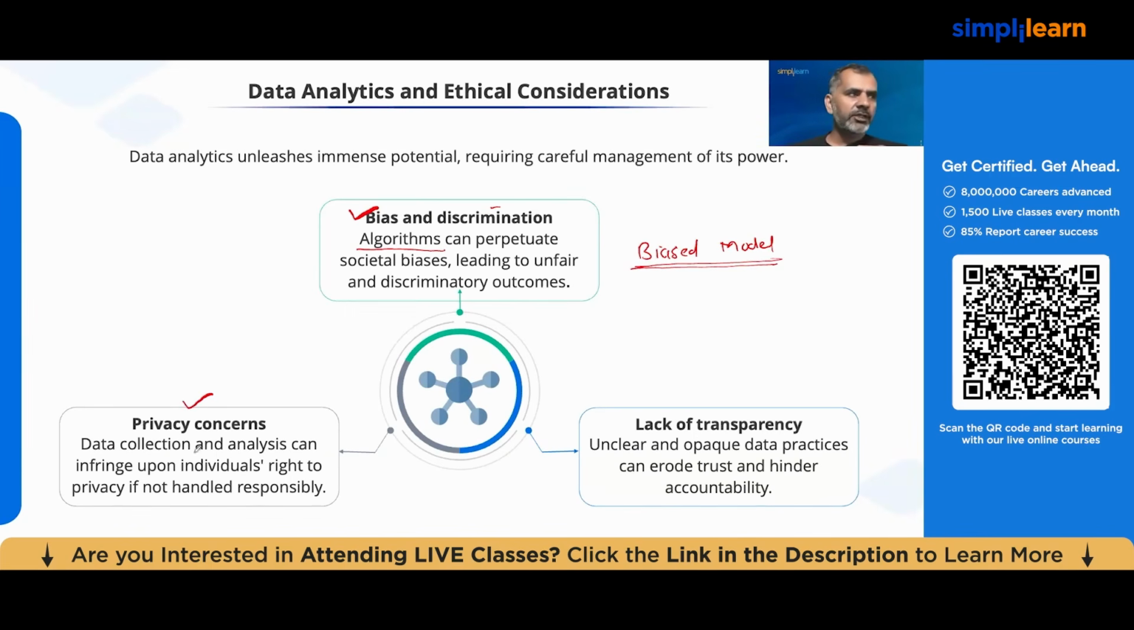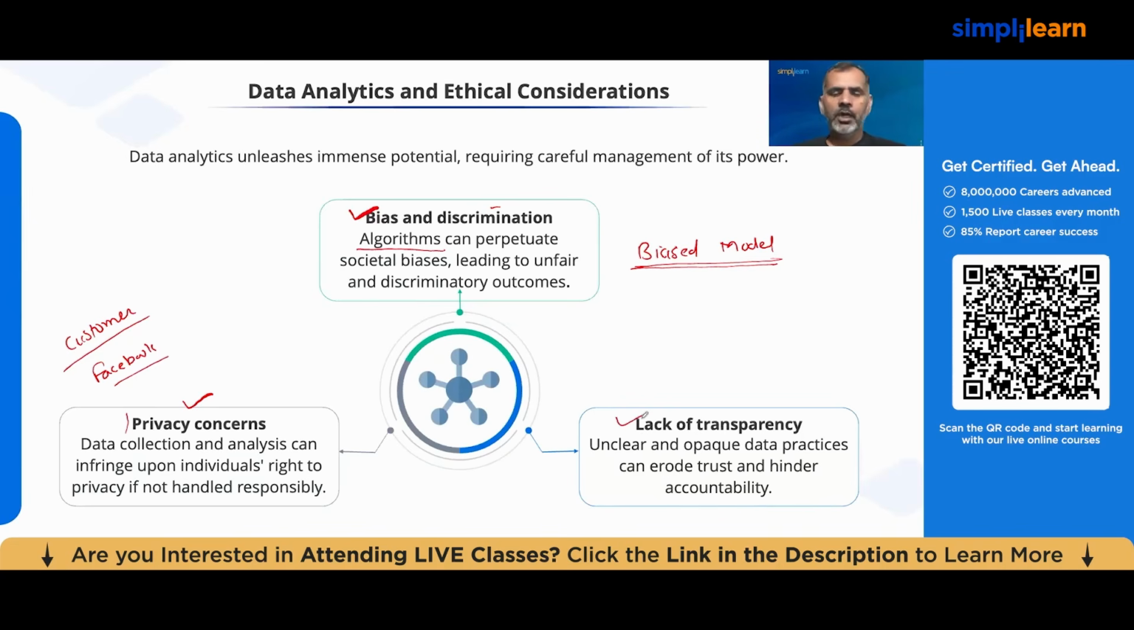Privacy concern is another thing. Data collection and analysis can infringe upon individual rights of privacy if not handled responsibly, because use cases such as customer segmentation or Facebook friend recommendations require you to collect certain personal information of individuals: the demographic details, the age, even political opinion, the interests, the hobbies. All of this is considered personal information. If you do not handle it properly, it can be used in other ways, and you can simply impersonate a person. A digital entity can be created which is going to impersonate a real identity. So it is very important to have data ethics in the process of data analytics.